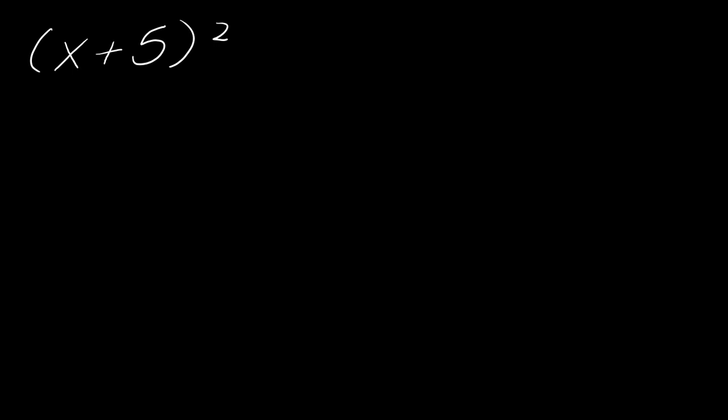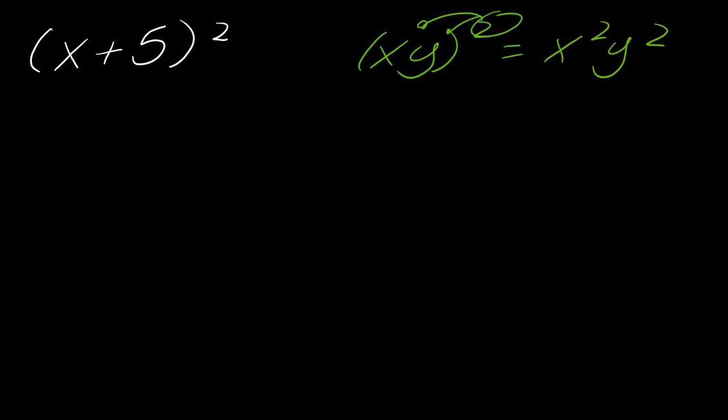So now I've got x plus 5 squared. A lot of times people think that you can just go ahead and distribute this 2 like this, but we actually don't have a rule that says that. The rule that people are thinking of is this: xy squared. This is the rule where you can distribute the exponent, and this will give you x squared y squared. But we don't have a rule that says if you're adding 2 things that you can distribute that exponent in.